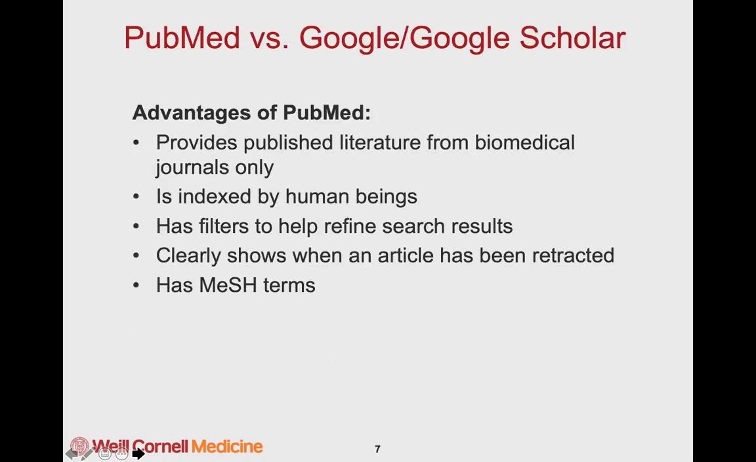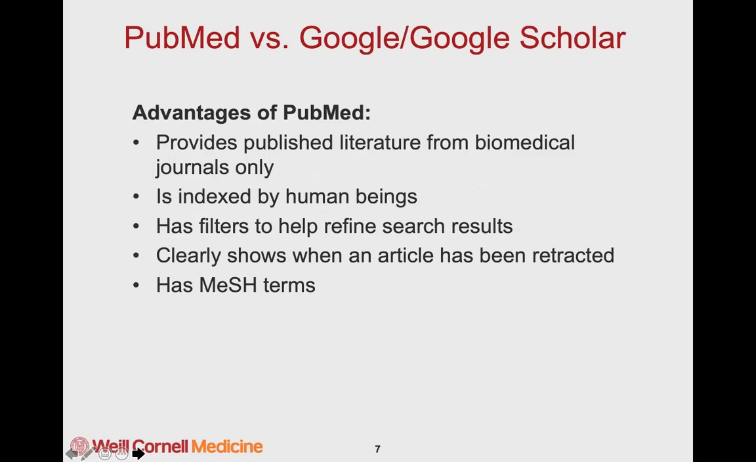So what are some advantages of searching PubMed as compared to searching with Google or Google Scholar? So the advantages include the fact that PubMed provides published literature from biomedical journals only. If you are searching in Google Scholar, you are more likely to retrieve more noise, as we would say, in your results. And this could include non-scholarly materials or duplicate materials.